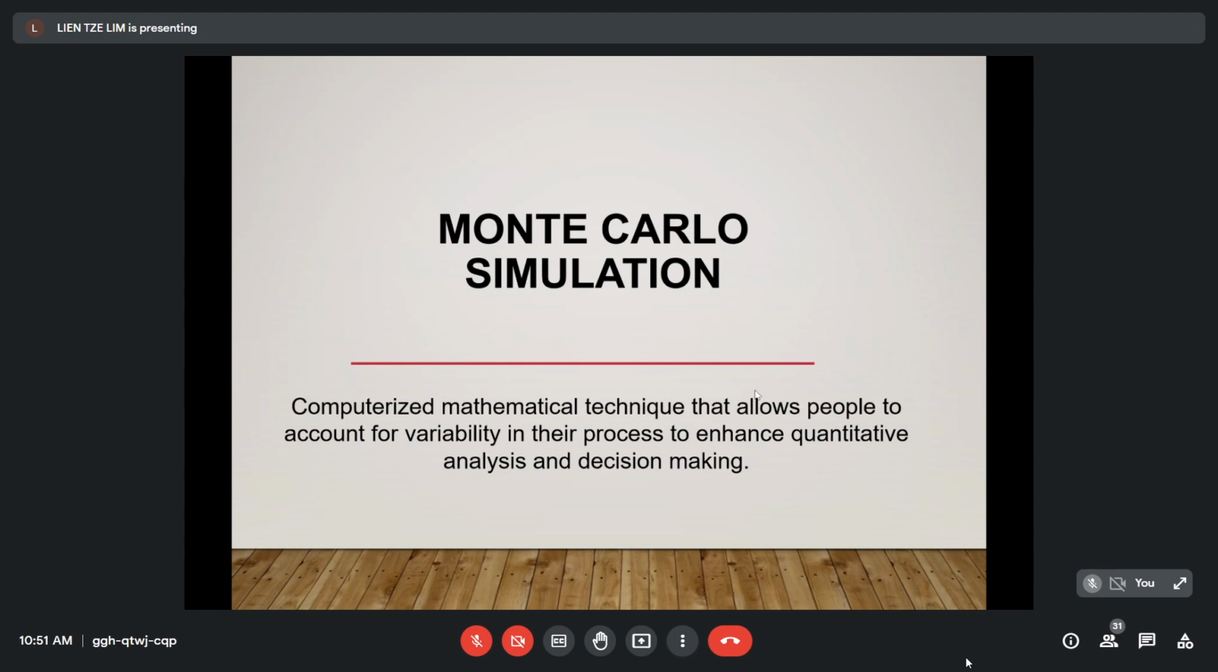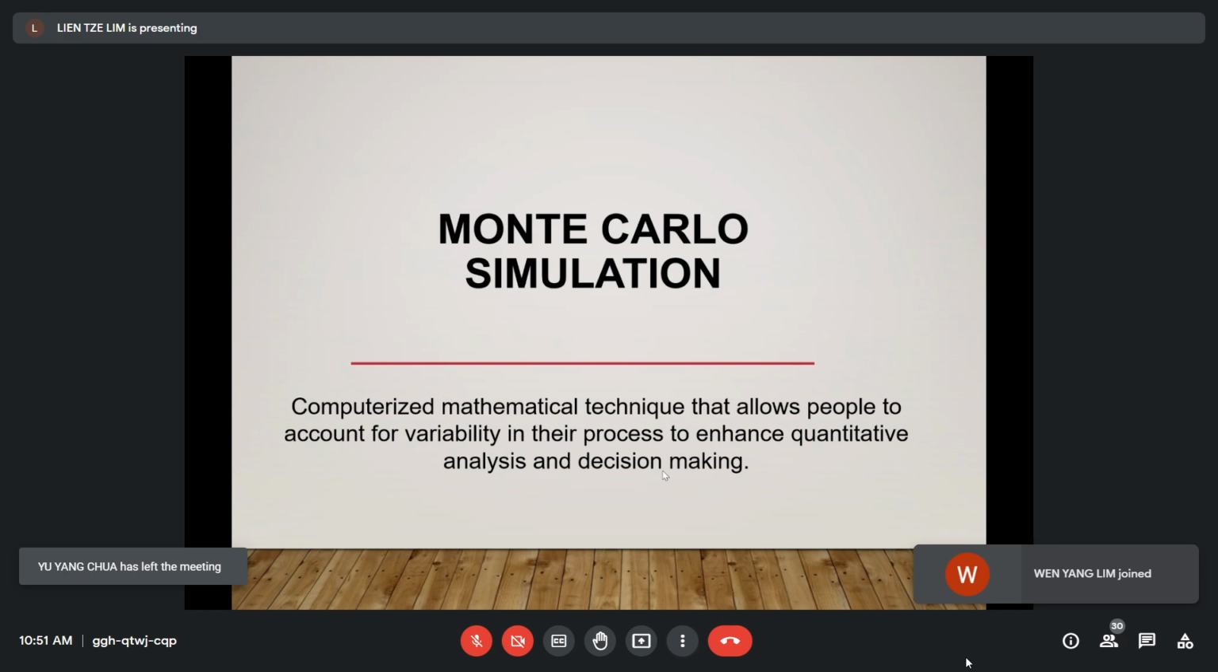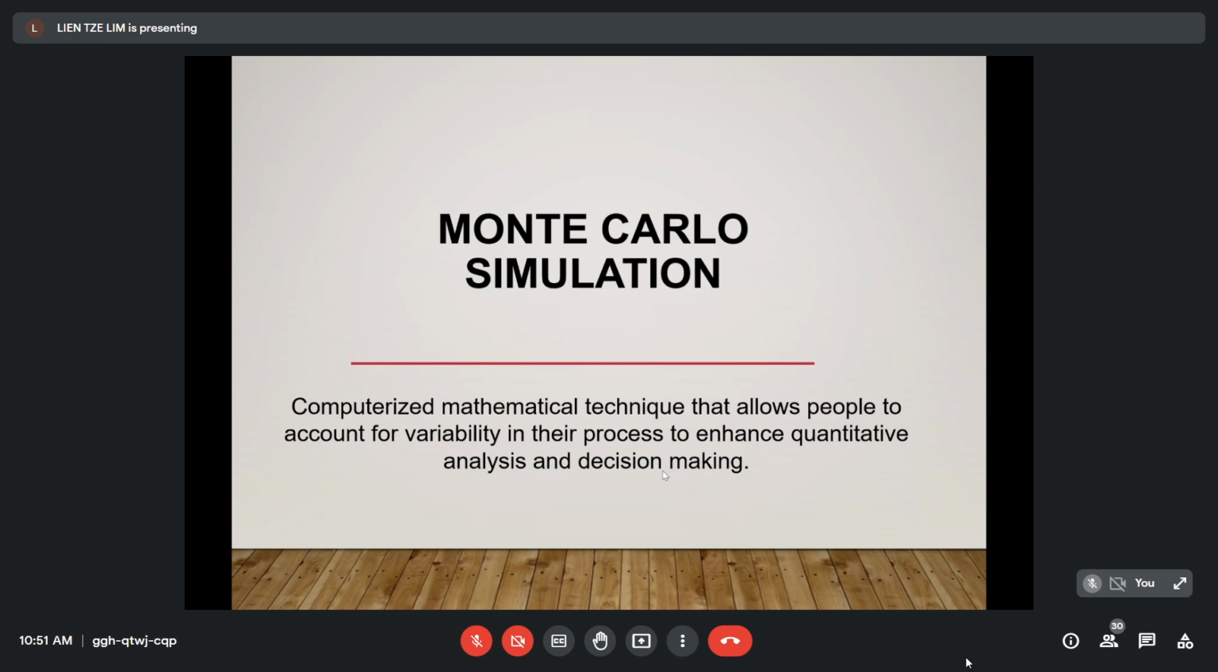is a computerized mathematical technique that allows people to account for variability in the process to enhance quantitative analysis and decision making. There are some other varying parameters that we have to consider when we want to make decisions on the IC design and the IC production. So the next few slides have an example to show you what and how Monte Carlo simulation works.